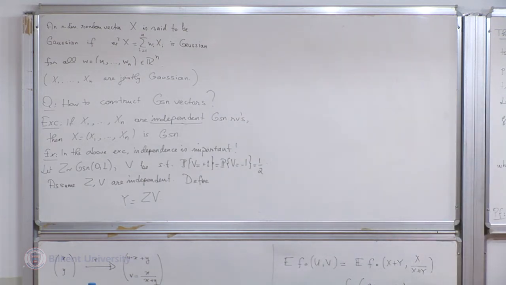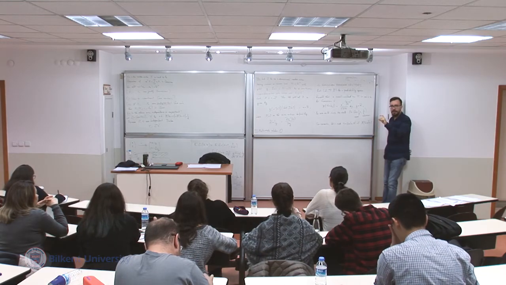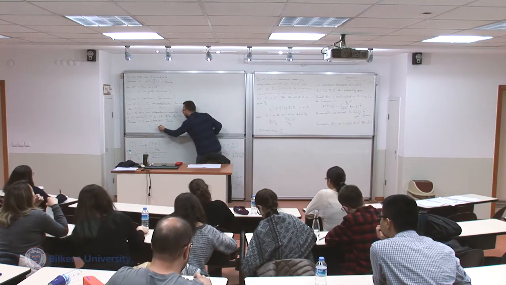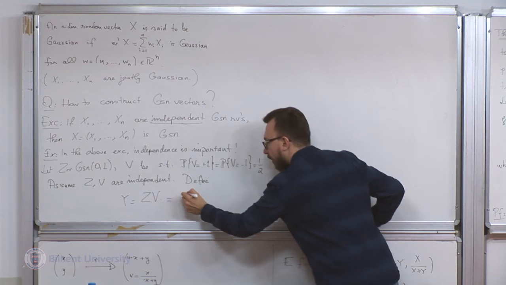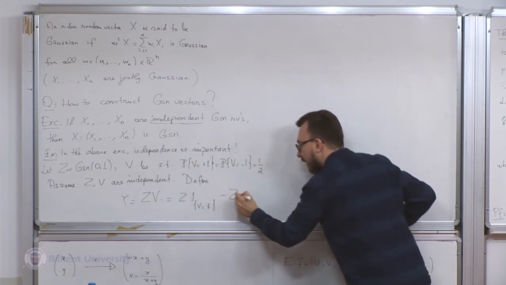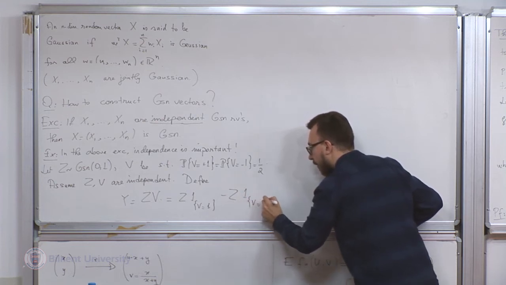So what is this product? Well, V is like flipping a coin. If it turns out to be heads, you look at plus Z. If it's tails, you look at minus Z. Just some sign flip. So this is equal to plus Z when V is 1, and this is minus Z when V is minus 1.